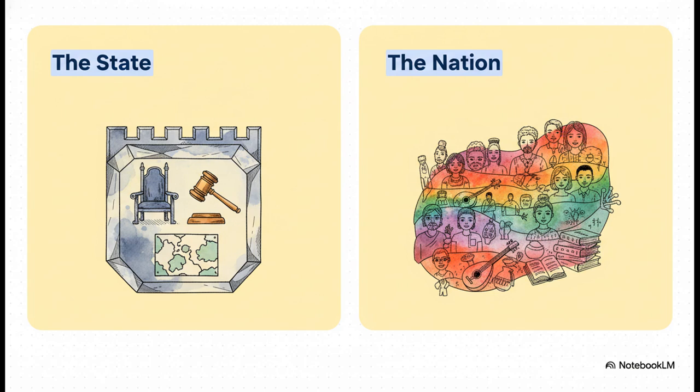So let's just quickly recap this. The state is the political box, the government, the territory, the borders. The nation is the cultural community inside, the people and their shared identity. They're two totally separate things. But what happens when we start putting them together? Well, that's where world history gets really interesting.